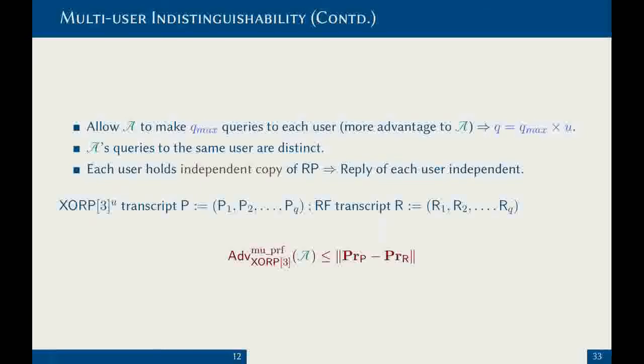So, under these conditions, if the real world transcript is given by p1 to pq and the ideal world transcript is given by r1 to rq, then the multi-user PRF advantage of the adversary can be shown to be upper bounded by the statistical distance between these two distributions, PRP and PRR.